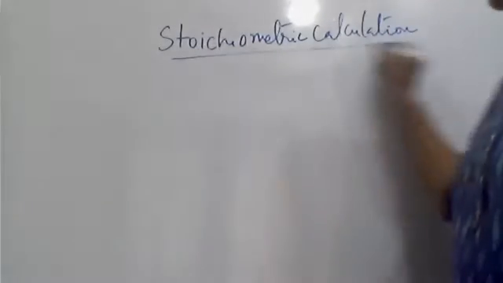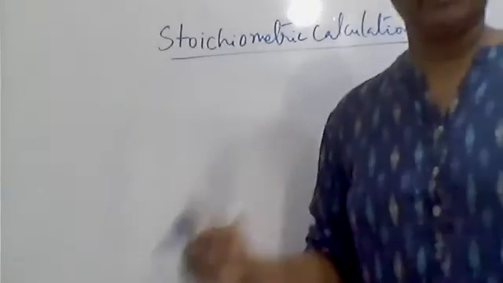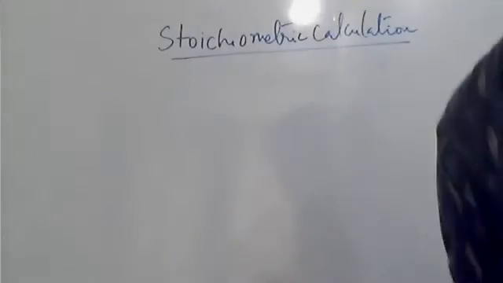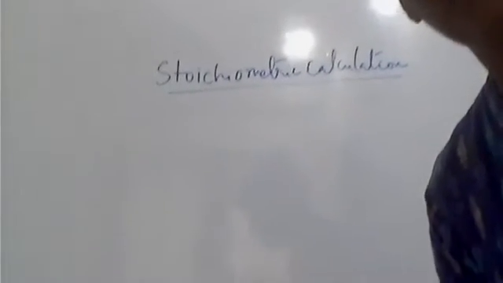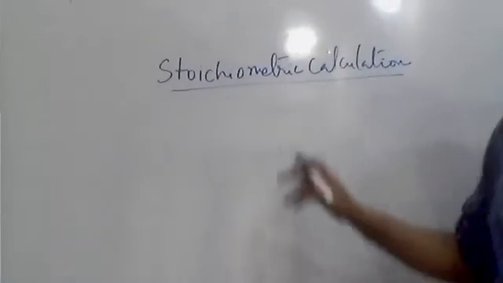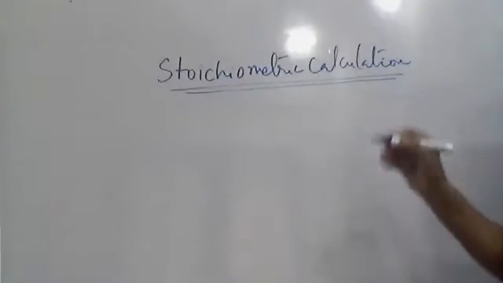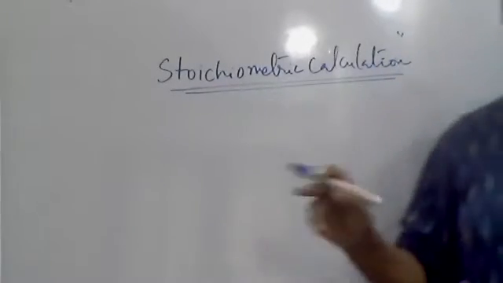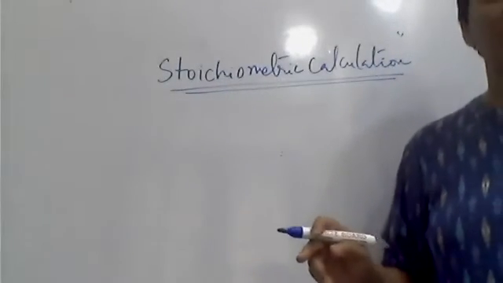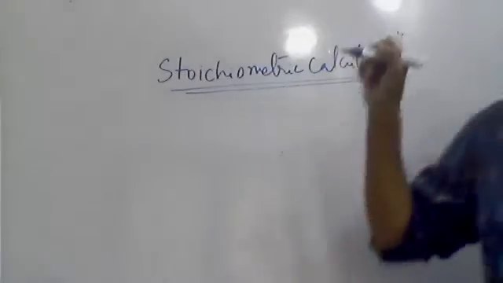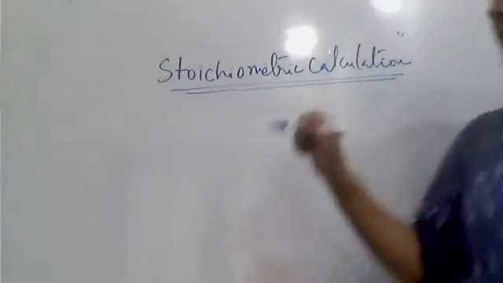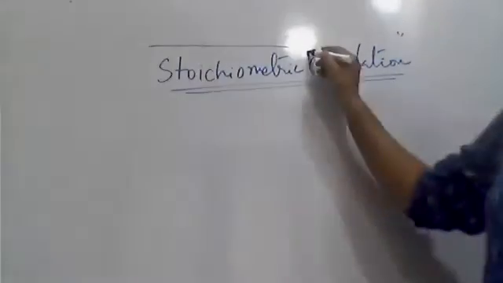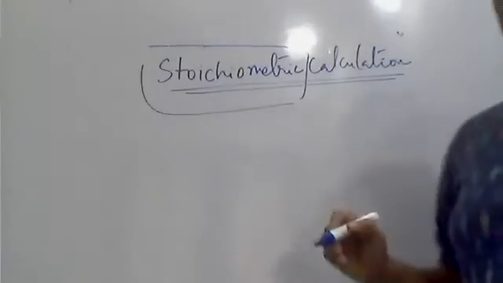As you know, stoichiometry contains numericals and balancing equations. Yesterday I sent the balancing equation videos. Please go through it. Stoichiometric calculation means definitely problems will be there, numericals will be there. Remember, these problems are based on the stoichiometry of the equation.